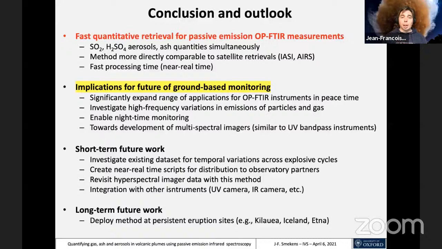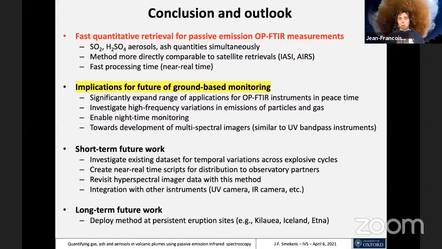And then something that is maybe a personal project, but I think we can work towards the development of a multispectral imager. So something similar to the UV bandpass, the UV camera, the SO2 cameras, with the integration of an open path FTIR as a calibration method, and perhaps expanding this to a multispectral system.